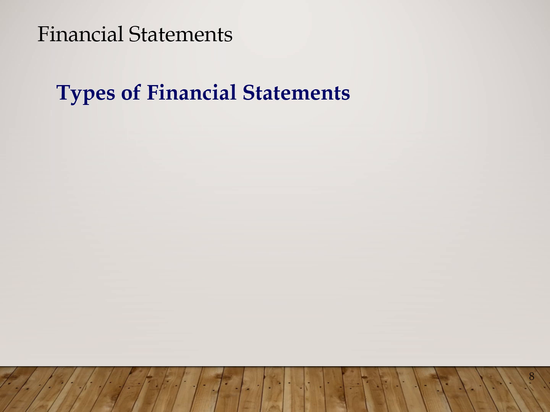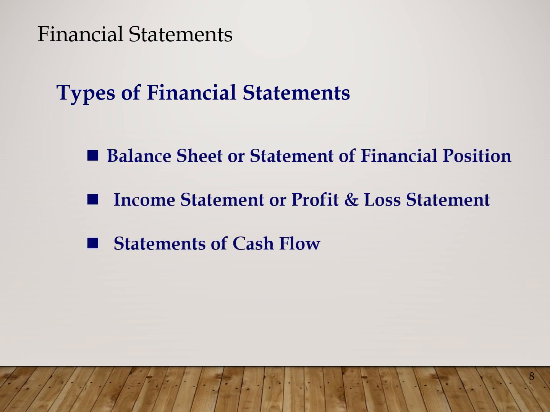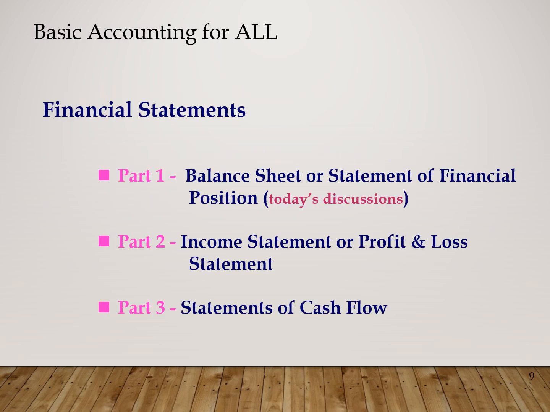So what are the types of financial statements? We have the balance sheet, or what you call statement of financial position. We have income statement or profit and loss statement. And we have the statements of cash flow. For our discussion, we have three parts. Part 1 is the balance sheet or statement of financial position, which we will be discussing today. And the rest of the topic will be discussed in future videos.